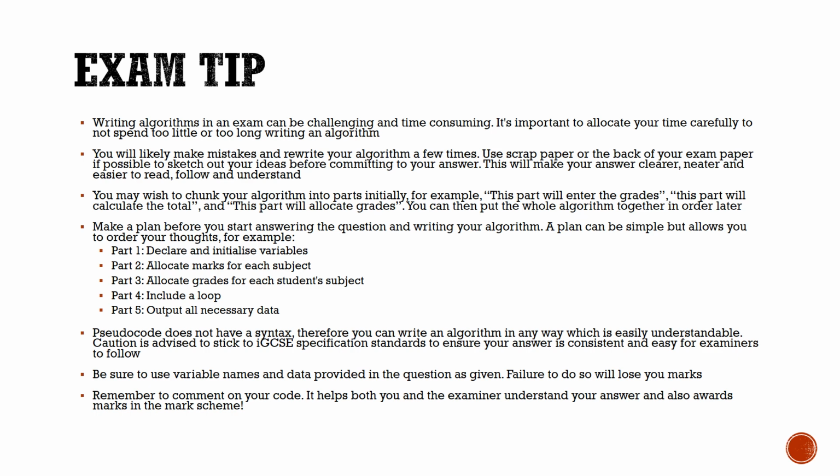You may wish to chunk your algorithm into parts initially. For example, this part will enter the grades, this part will calculate the total, and this part will allocate grades. You can then put the whole algorithm together in order later. Make a plan before you start answering the question and writing your algorithm. A plan can be simple but allows you to order your thoughts. For example, in part 1, you are going to declare and initialize variables. In part 2, allocate marks for each subject. Part 3, allocate grades for each student's subjects. Part 4, include a loop. And part 5, output all necessary data.